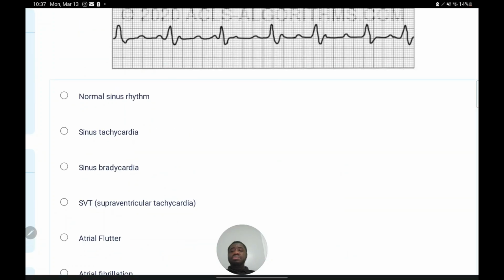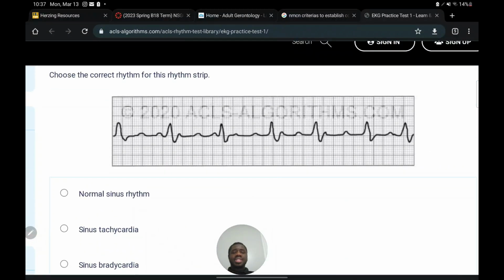So, now, what is this? Let's calculate the rate, the number of R waves. 1, 2, 3, 4, 5, 6, 7. 70 beats per minute. And does this graph have P wave? Yes, it has P wave. This is P wave, QRS, T.